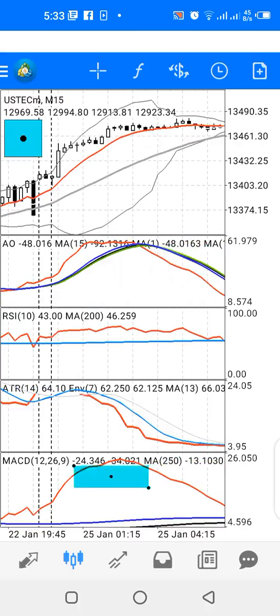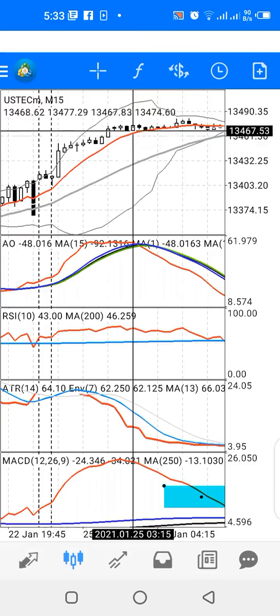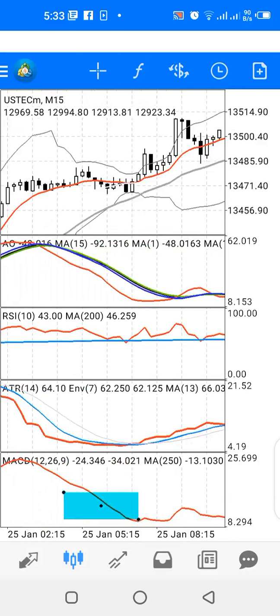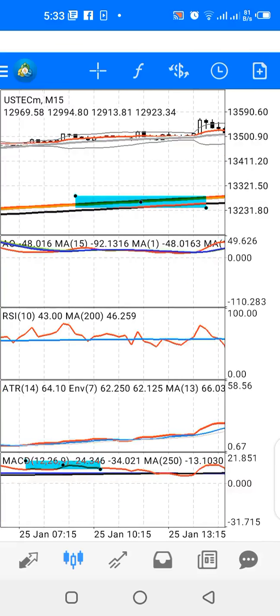Look for buy opportunities. We can see what's happening on the main chart. Price rose up to this point. Still look for buy opportunities as long as the red line stays above the blue and the black.